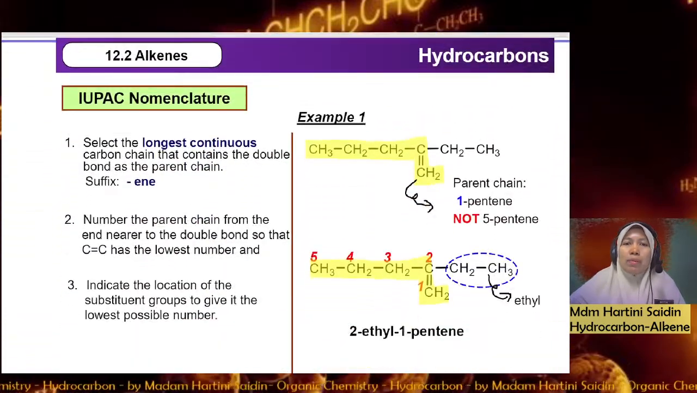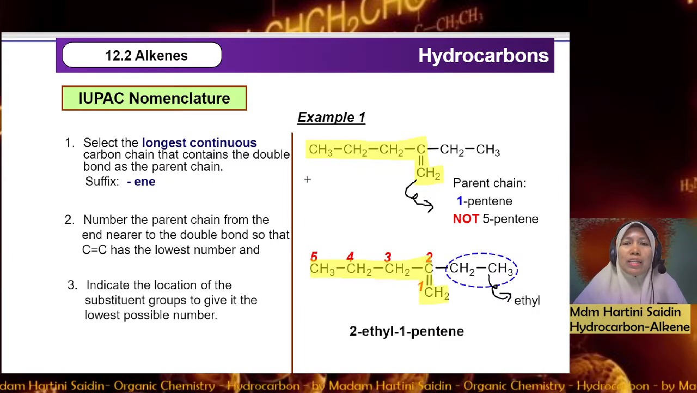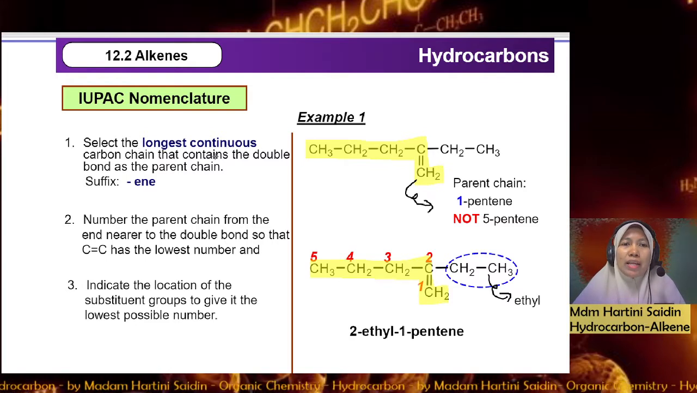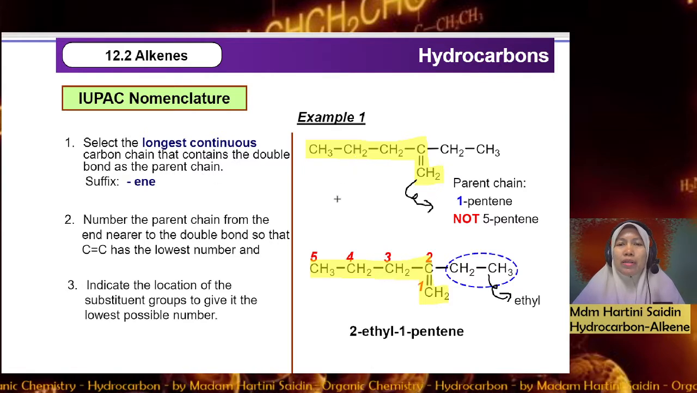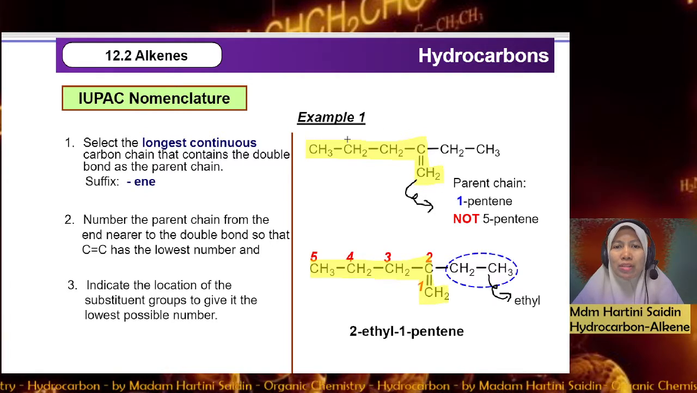Okay, look at example 1. So how to name the alkene structure? First, select the longest continuous carbon chain that contains the double bond as the parent chain. Macam yang kita dah belajar masa topik alkane, tapi kali ni bila kita nampak dia adalah carbon-carbon double bond, maka carbon-carbon double bond akan termasuk dalam dia punya parent chain.